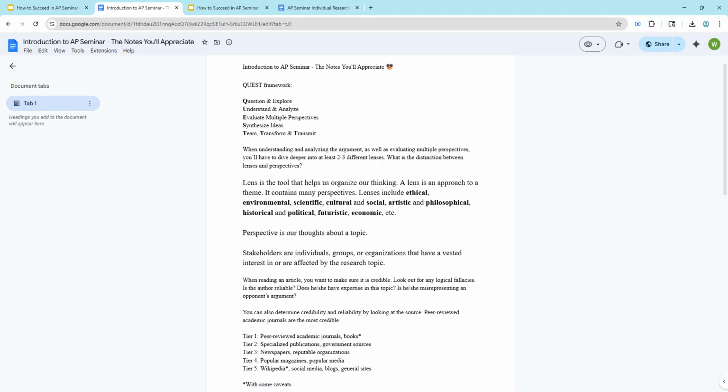When reading an article, you want to make sure it is credible. Look out for any logical fallacies. Is the author reliable? Does he or she have expertise in this topic? Is he or she misrepresenting an opponent's argument? You can also determine credibility and reliability by looking at the source. Peer-reviewed academic journals are the most credible.